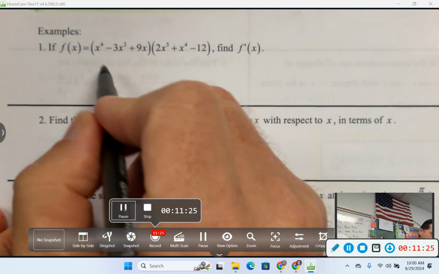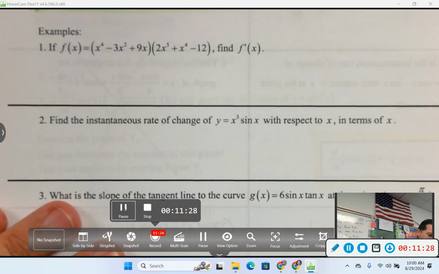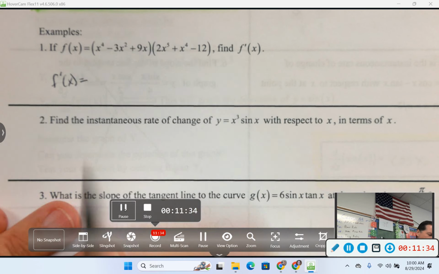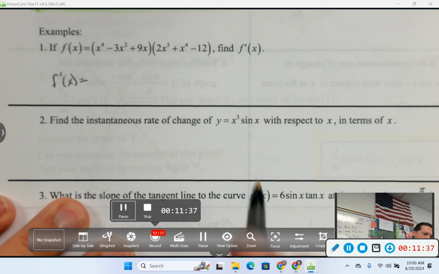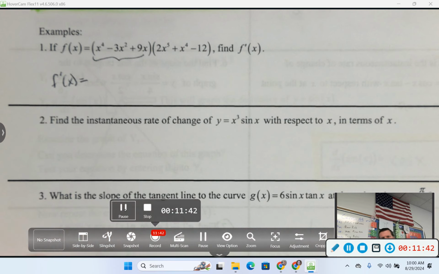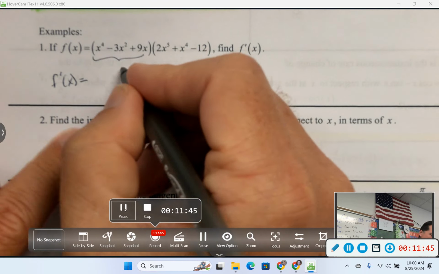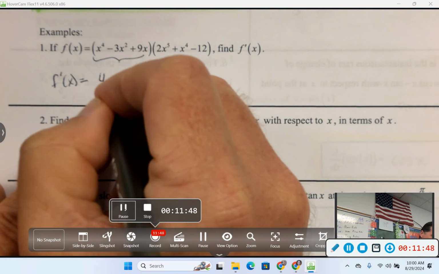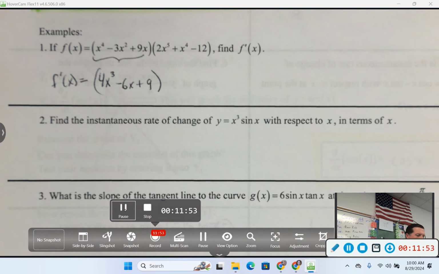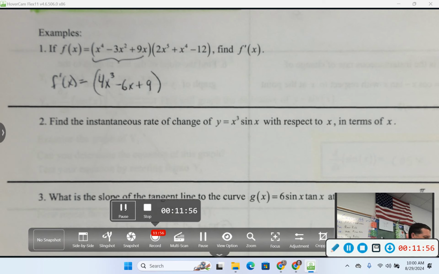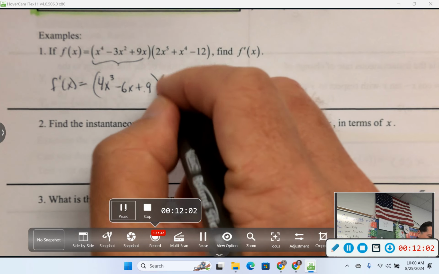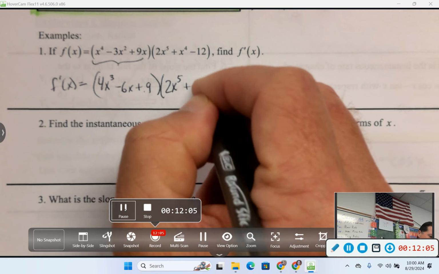Let's do some examples for this. f of x equals this mess. So the derivative, let's do the derivative of the first one times the second one plus the other way around. So the derivative of the first one would be 4x cubed minus 6x plus 9. This is going to be a long, ugly answer here. Okay, that's the derivative of the first one times the second one. So don't do anything to the second one. Leave it alone.